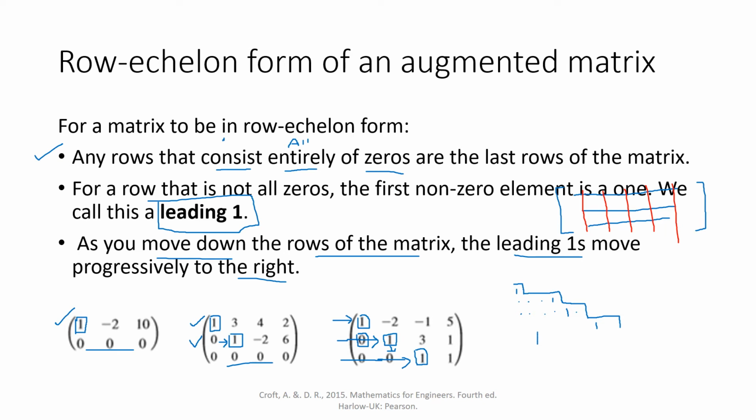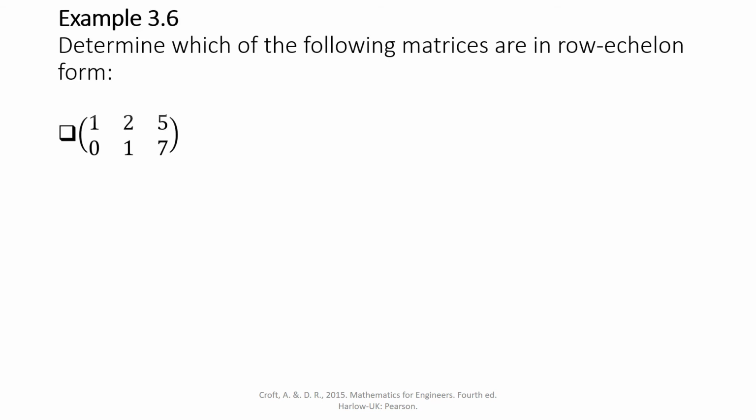When it comes one down, it will also jump to the right. This nature of the first non-zero element is called, actually, this is the nature of the leading one element. Okay, let's have an exercise on it.